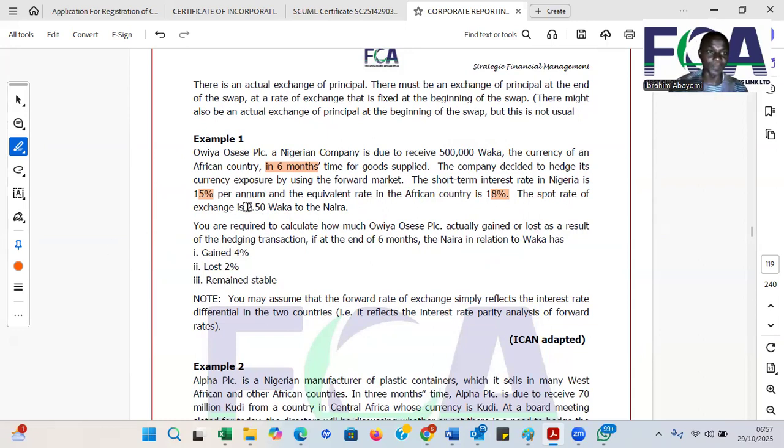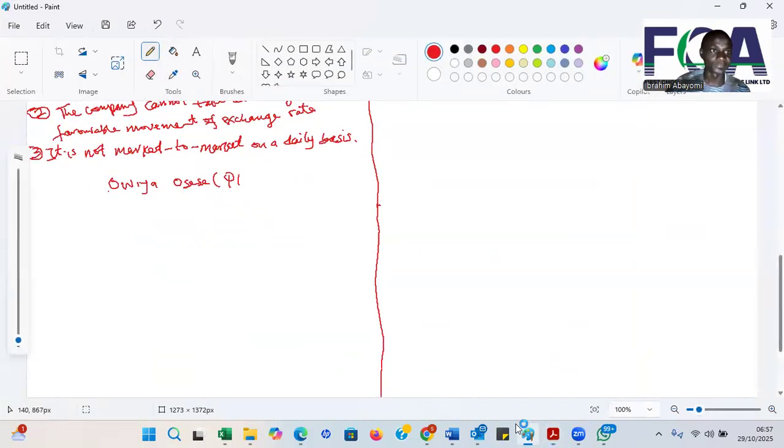And look at our spot rate. Our spot rate is 2.5 waka to the naira. So waka is the price currency here, while naira is the base currency. So let's go ahead and calculate that. That's page 119.